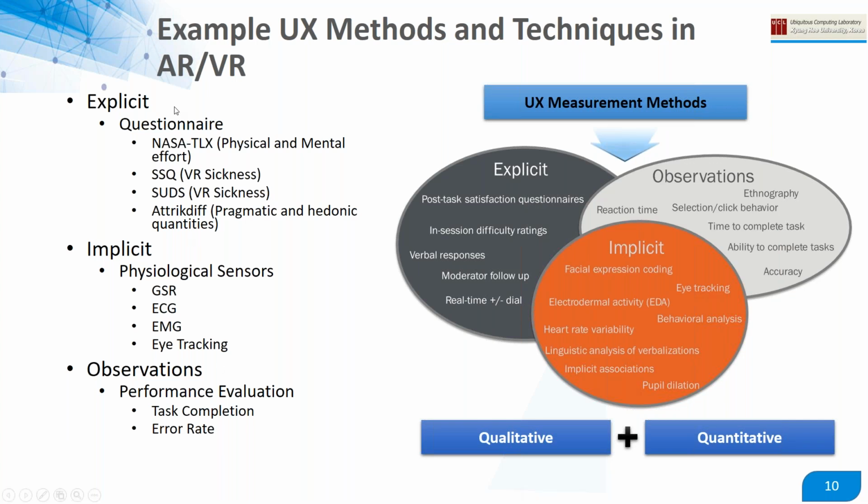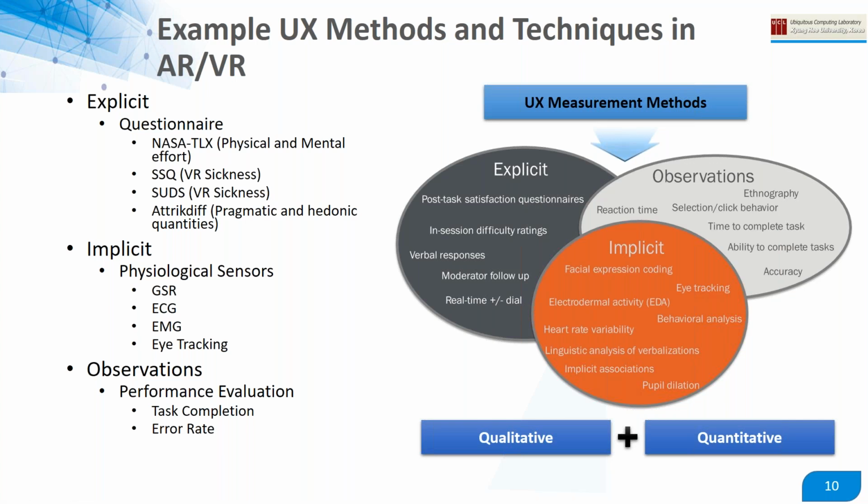These are some techniques that I listed that are related to the AR and VR domain. For example, with the help of questionnaires, we can get the physical and mental effort of the users; NASA TLX is a kind of questionnaire. If you want to know about VR sickness in the AR VR domain, we can use other techniques. In the implicit way, we can use different sensors like GSR, EEG, and eye tracking to get the implicit data of the user experience.